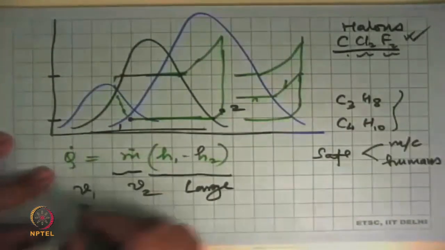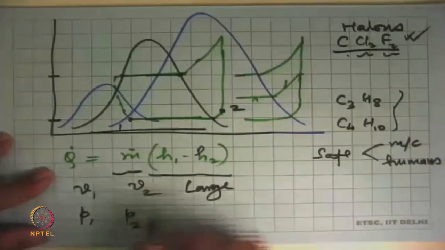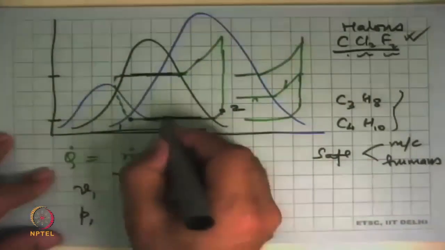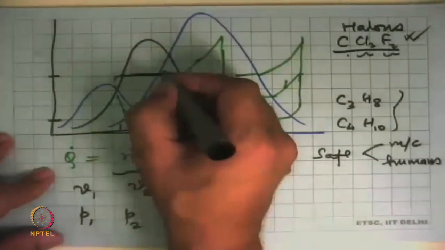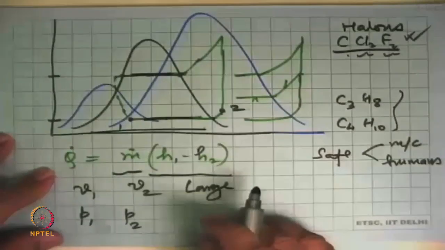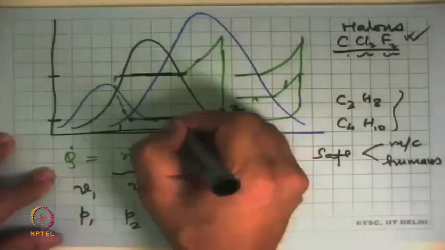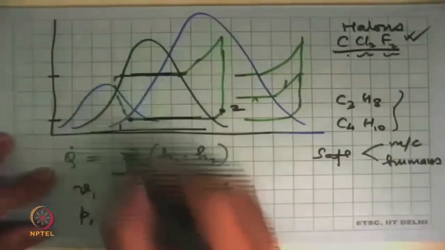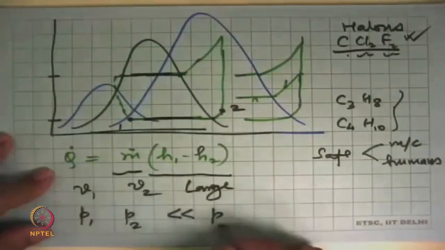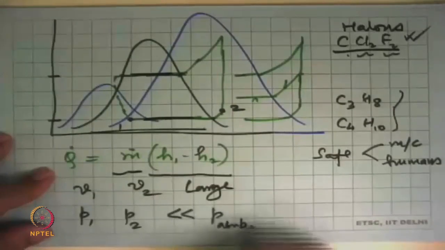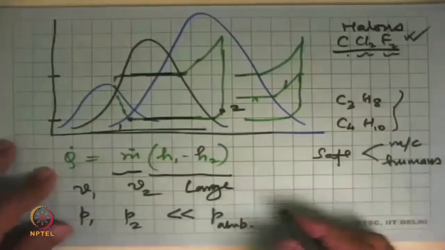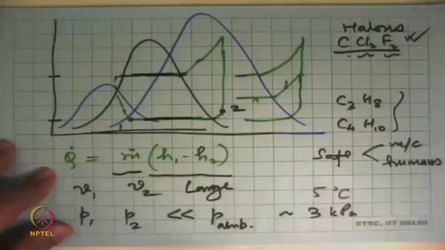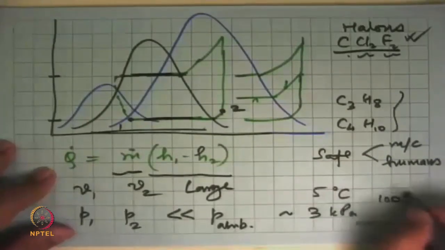Specific volume is one consideration. Then you look at the pressures that you get, the pressure here and the pressure here. For water, if I have, say, 80 degrees C here and 5 degrees C here, the pressure here is very, very small. So these pressures, P1 and P2, are very much less than ambient pressure. It is of the order of, I think, 3 kPa at 5 degrees Celsius. Ambient pressure is 100 kPa.